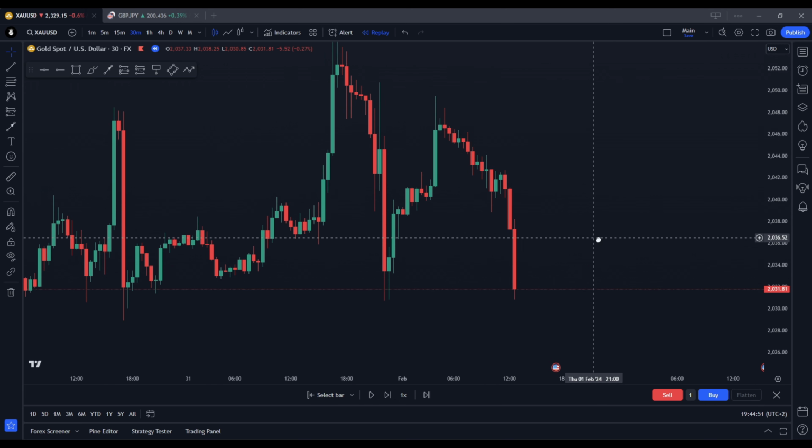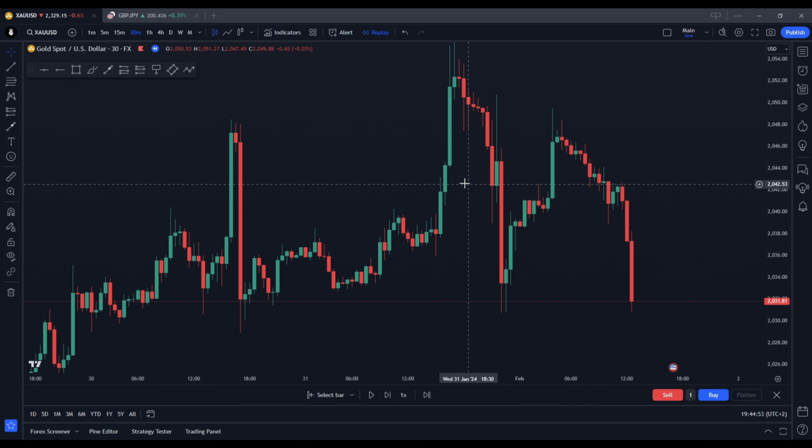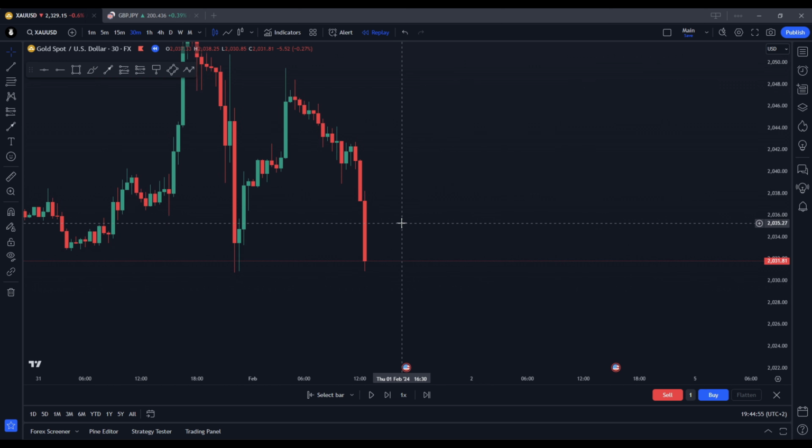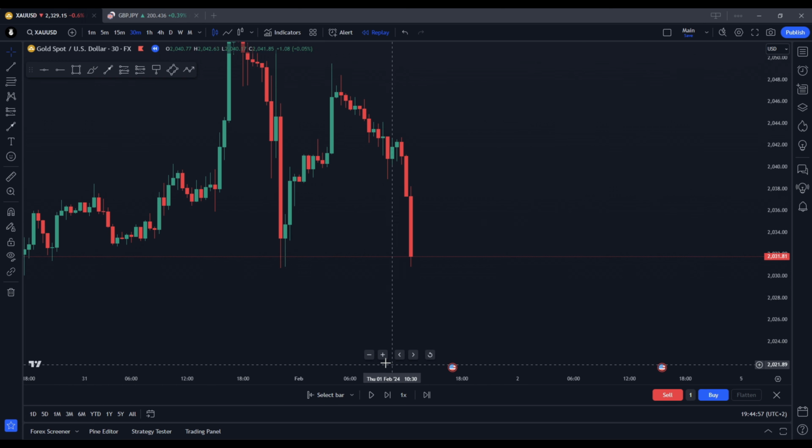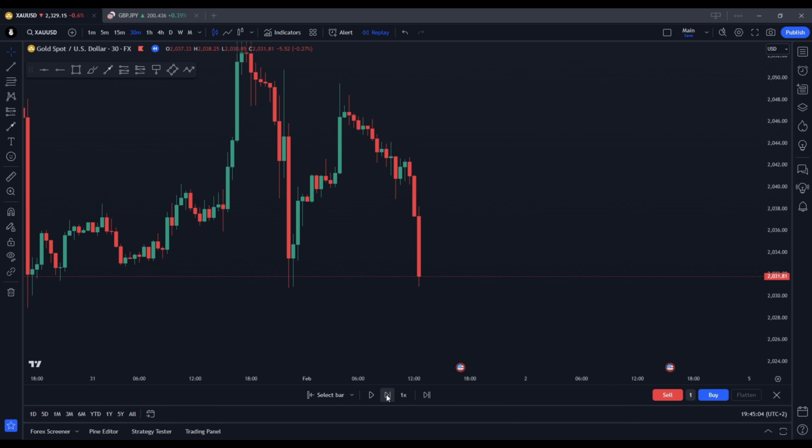So far we've taken 3 trades. We took these sells, these buys, and these sells over here. All 3 have been wins so far. So we will continue on until the next day because we will call it a day here.